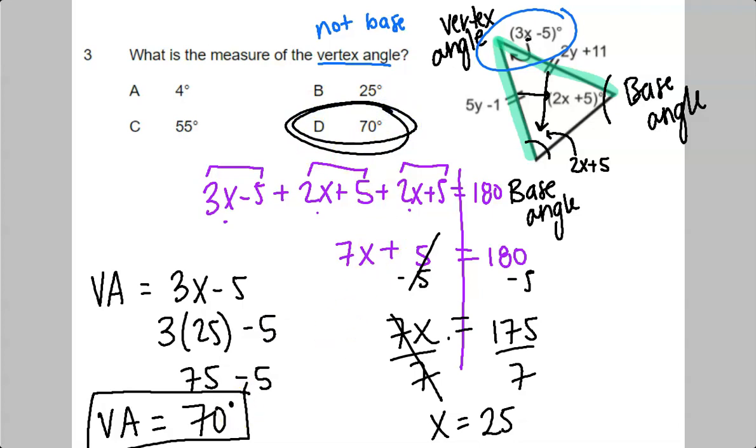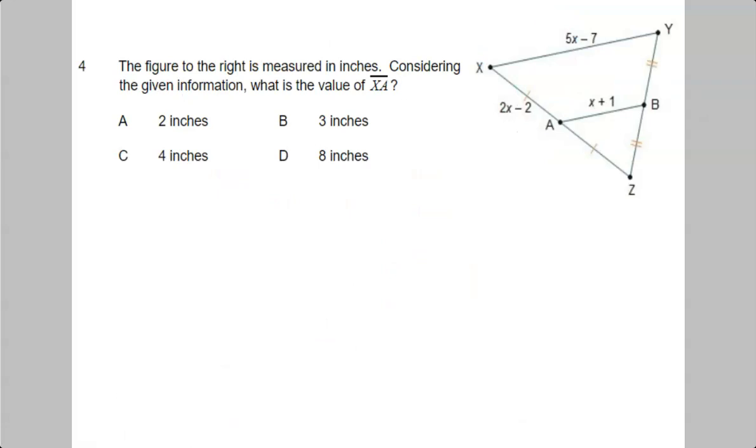All righty, let's move on to number 4. Number 4, figure to the right is measured in inches. Considering the given information, we want to know the length of XA. And that is right here.